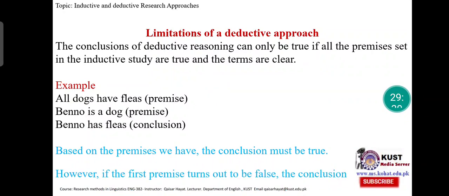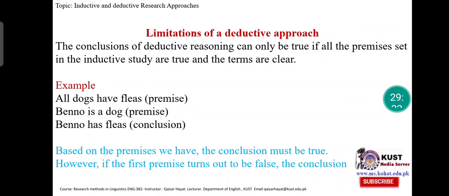Student, if the first premise turns out to be false, the conclusion would also be false. And the last one, Beno has fleas, that won't be relied upon. So this is the limitation of the deductive method.